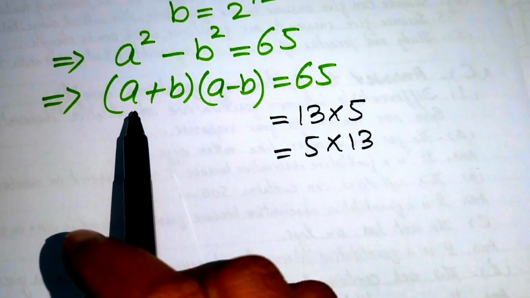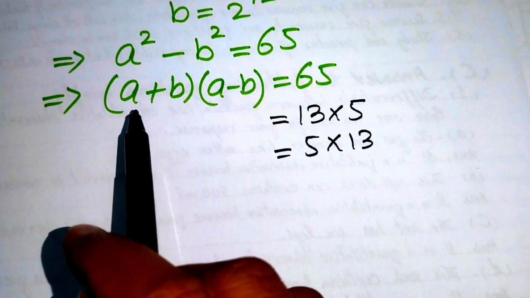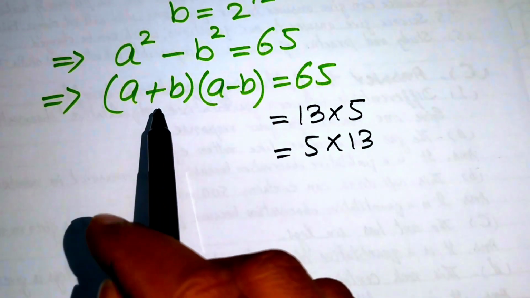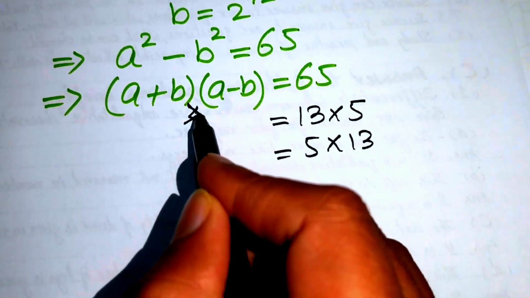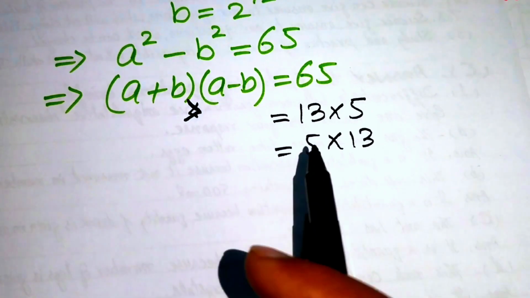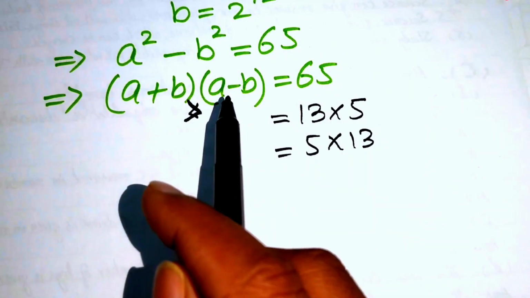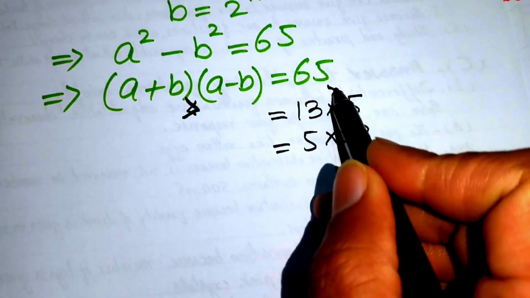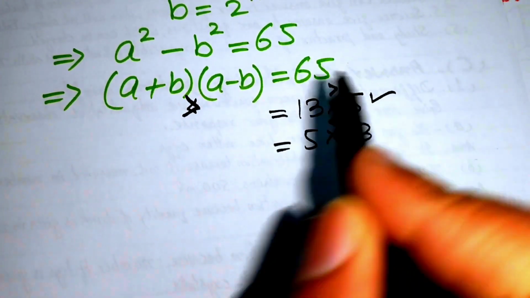But here you see that we have a plus b and a minus b, and a and b are integers. So if you add two integers and you subtract two integers, it always gives that a plus b is greater than a minus b. So we choose the pair in which our first factor is greater than the second factor. Here we have 13 times 5, and 13 is greater than 5. In the other case our 5 is less than 13. So now we choose this case only.